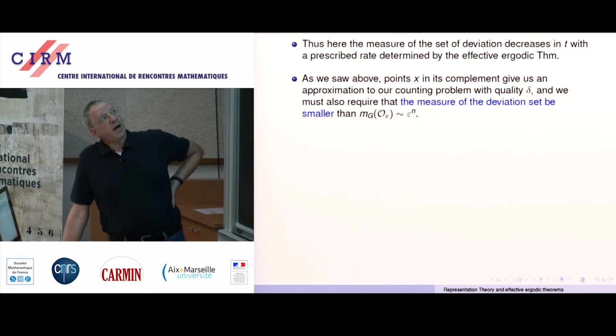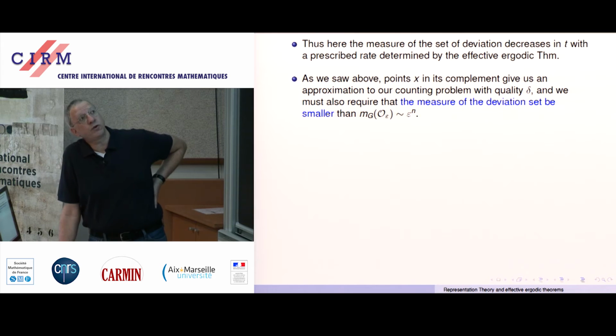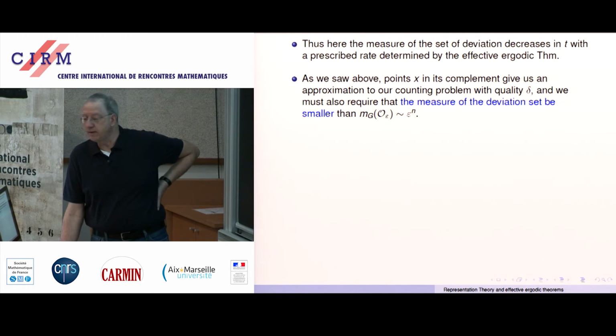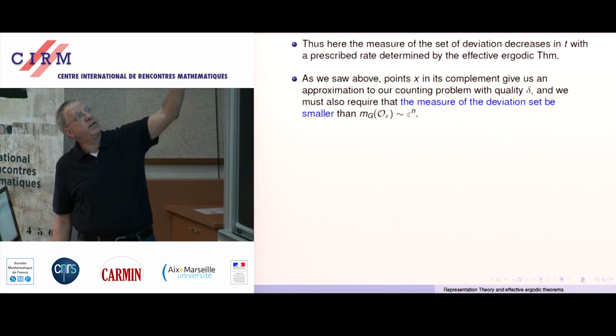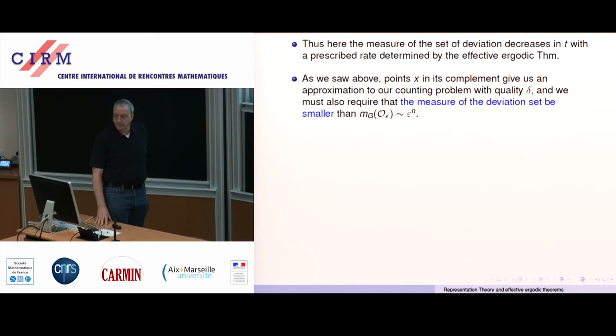And as we saw above, points x in the complement of the deviation set give us an approximation to our counting problem with quality delta, if you recall. And we must also require that the measure of the deviation set be smaller than m_G(O_epsilon), in order to ensure that we have good points, namely small deviation points in O_epsilon.